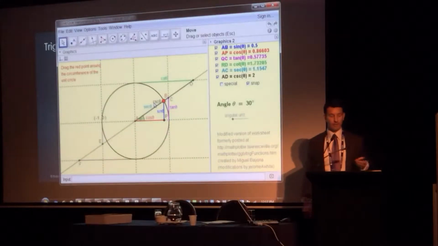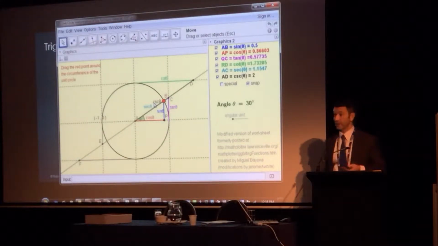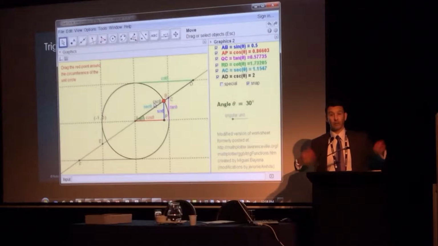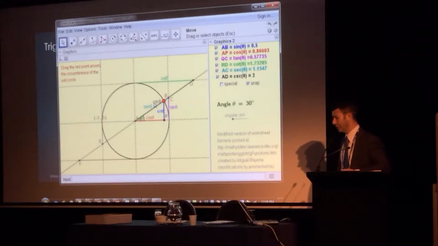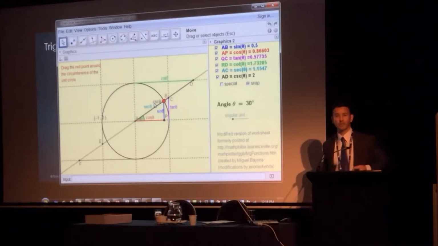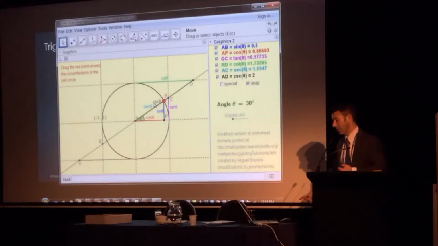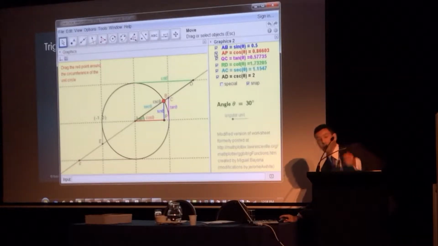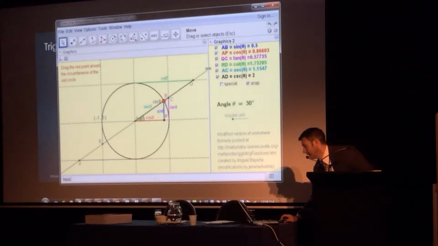On GeoGebra, you can get loads of free resources. Maths teachers all over the world upload stuff. This is called GeoGebra Tube, and I just did a search for trigonometry and pulled out some. Here's one. What this does is it shows you the graphical interpretation of all the 6 trig functions.